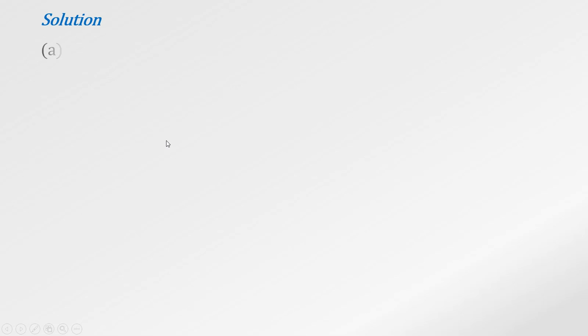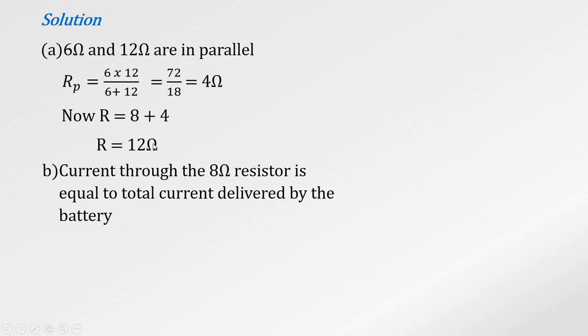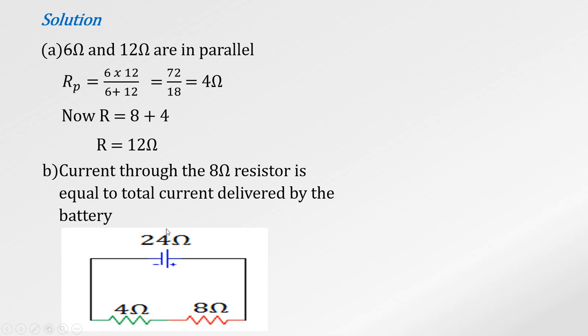So when we handle that, we say 6 and 12 are in parallel. Since they are only 2, product over sum works for us, and we get 72 over 18, which is equal to 4. Then we add 8 plus 4, we get 12. So that's the total resistance. Simple. Now the current through the 8 ohm is equal to the total current delivered by the battery. Those 2 resistors, the 6 and the 12, have been reduced to 4.